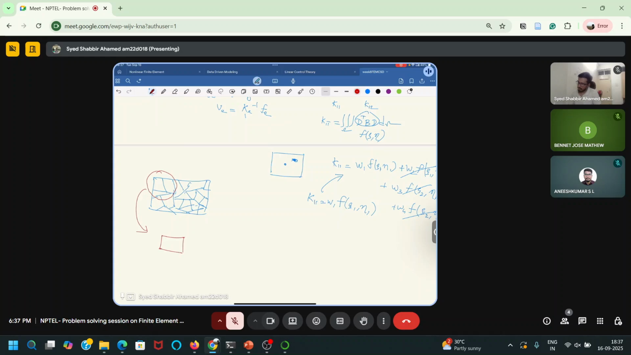Let's say it may look like this. So this can have quadrilateral or triangle elements, but it should have at least one interior node. So this is a patch, and it should have at least one interior node. And there are two kinds of patch test.